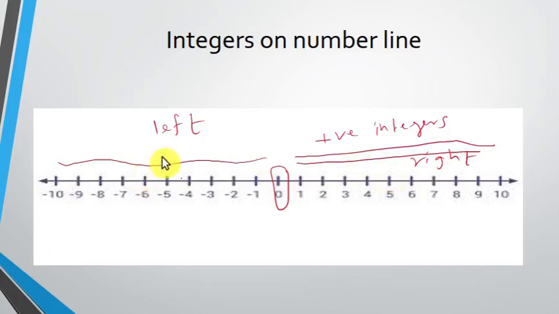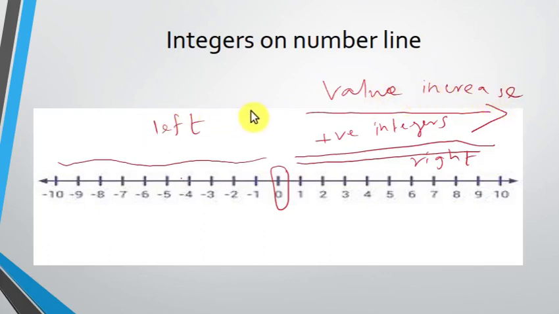If we move towards the right on the number line, the value will increase. When we move to the left side of the number line, the value will decrease.